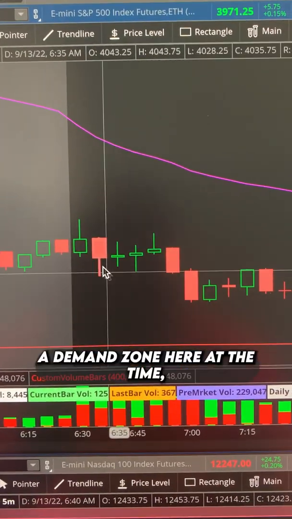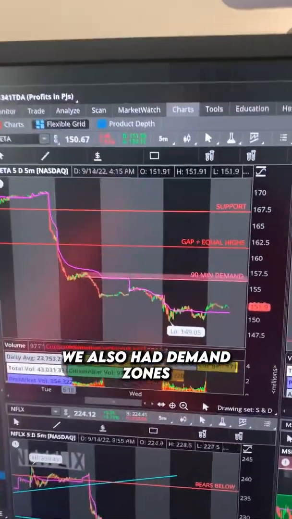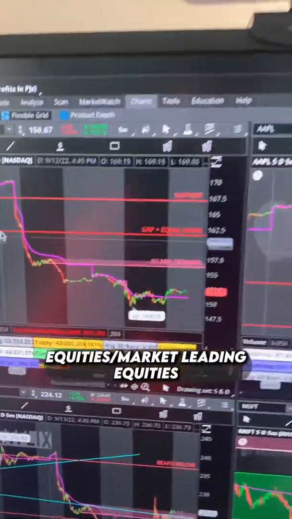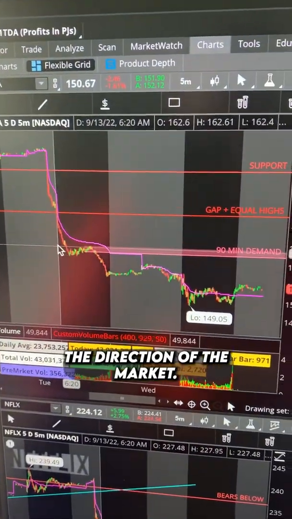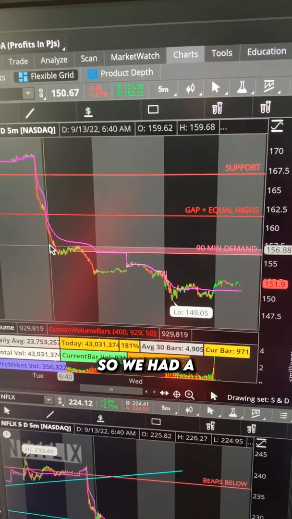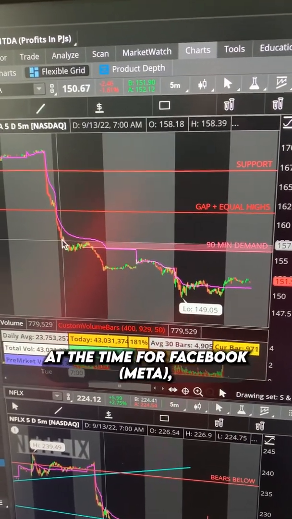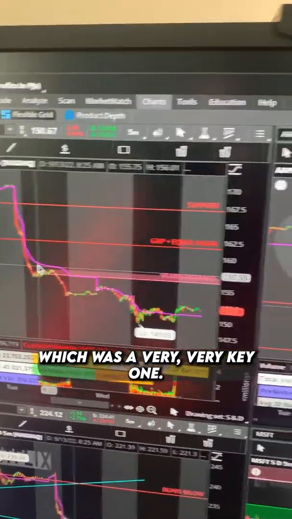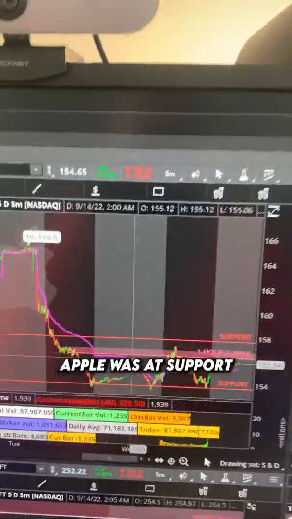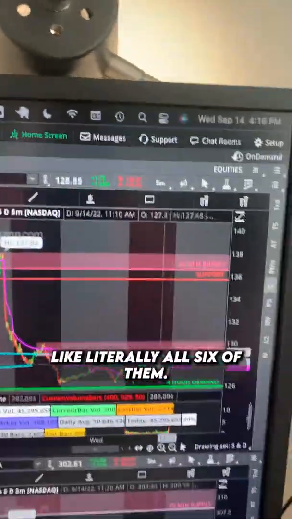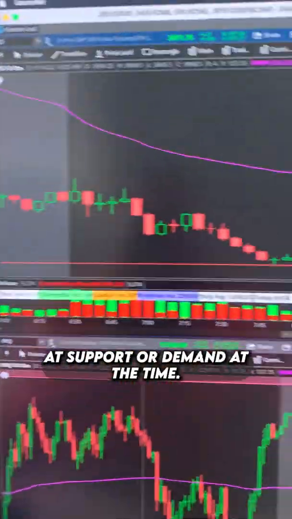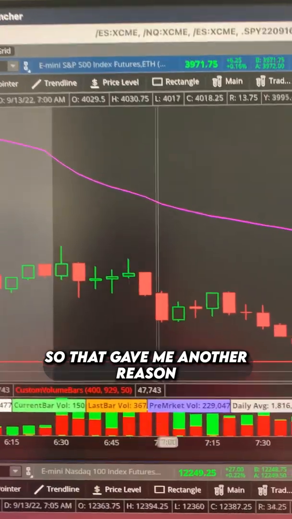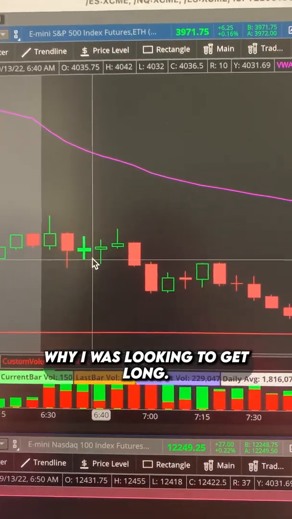Not only were we at a demand zone here at the time, but we also had demand zones for all 6 of the big, market leading equities that I watch on a daily basis to help me determine the direction of the market. So we had a demand zone here at the time for Facebook, which was a very, very key one. On top of this, Apple was at support at the time. Like literally all 6 of them. I'm not going to go through them individually, but all 6 of them were either at support or demand at the time. So that gave me another reason why I was looking to get long.